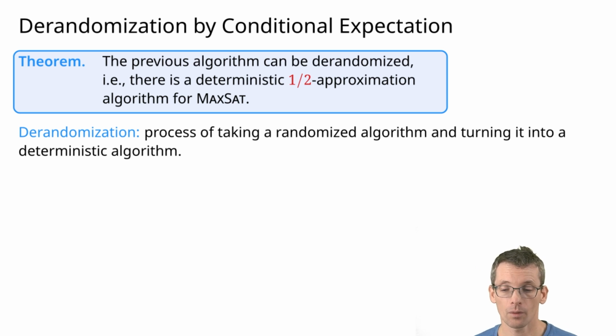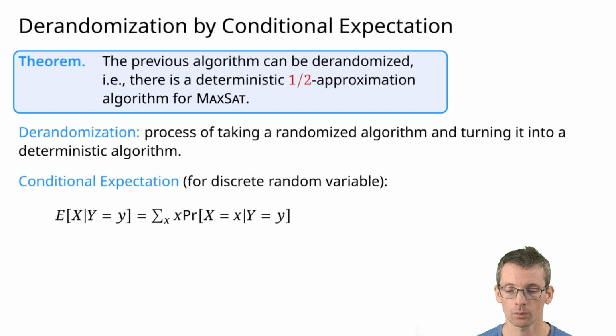So our new theorem here will be that we can de-randomize the algorithm, thus we get a deterministic 1/2 approximation of MaxSat. And we're going to de-randomize by the technique of conditional expectations. So conditional expectation, what is that?